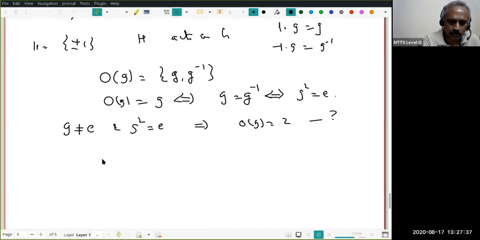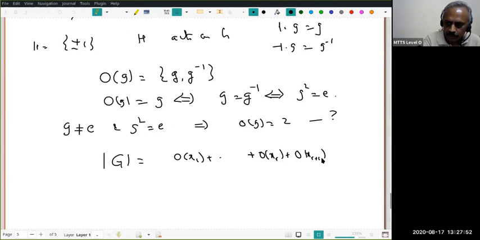Let's go. So what we know from the earlier result is, let us write, the orbit of x1 plus ... plus the orbit of xr plus the orbit of xr+1 and so on, plus the orbit of xk, where x1, x2, ..., xk is a transversal. Therefore, this will be modulus.